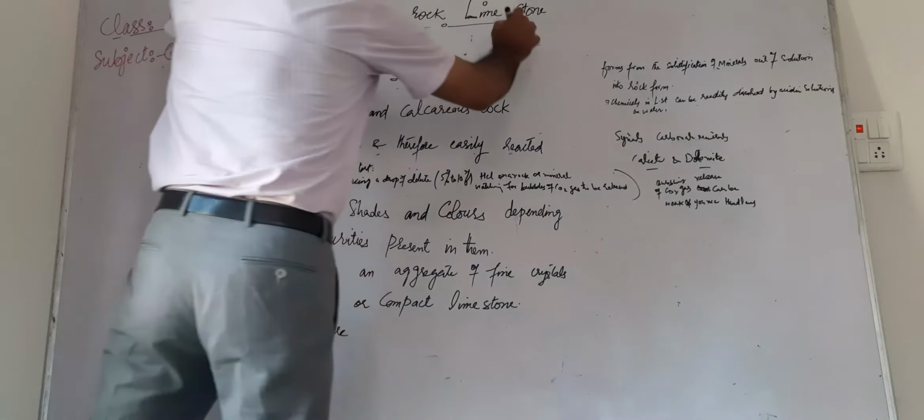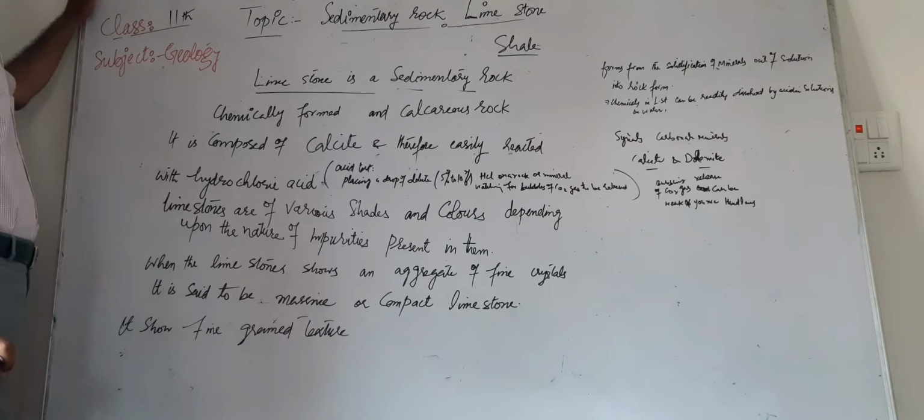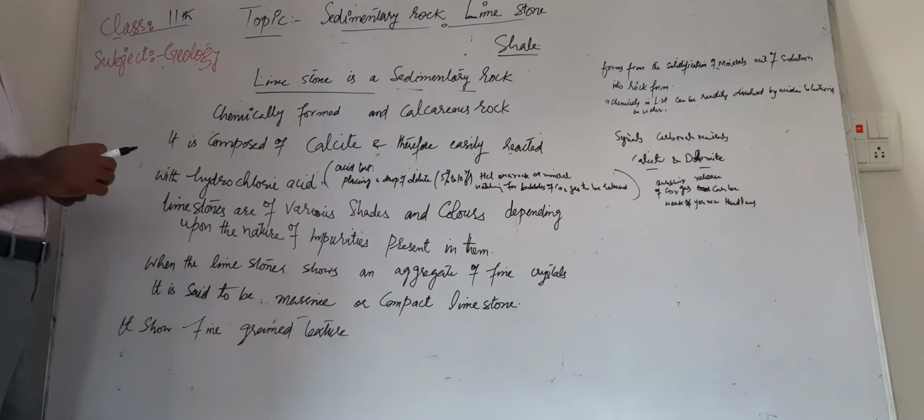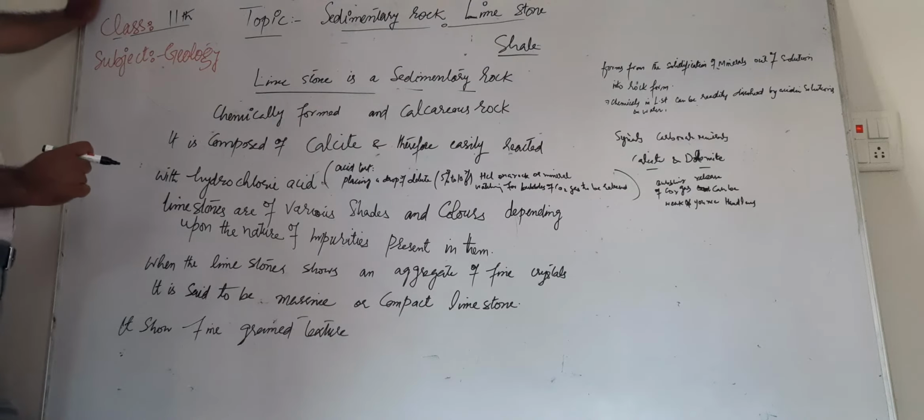As you know, shale has so many types, such as carbonaceous shales, in which carbonaceous material is present, we term it as carbonate shale. Similarly, limestone is a type of chemically formed sedimentary rock, a rock which forms from the solidification of minerals out of solution into rock form.